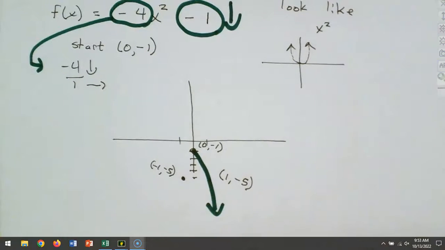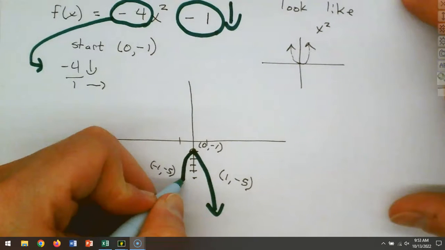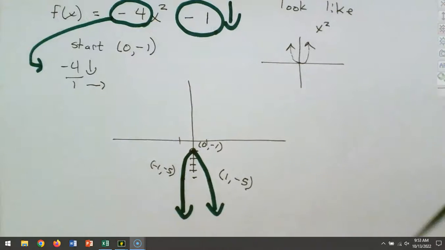And if I connect them together, there's my finished graph. Okay, so we went down 1 unit at the beginning. We started down 1. Why is it upside down? It's upside down because the slope, or the number in front, is negative. It's not really your slope, but it works the same way.